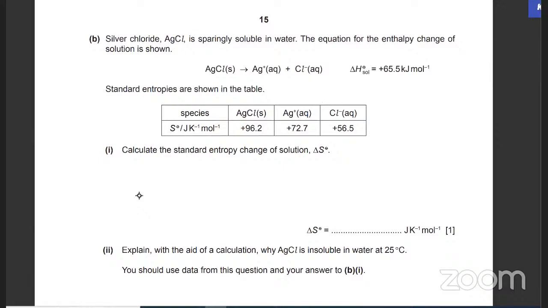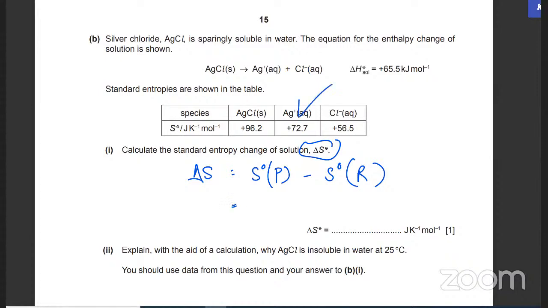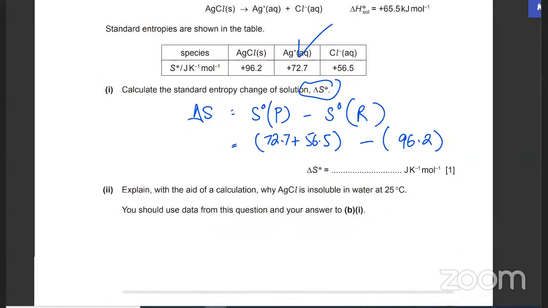Okay, so entropy change, you can find that, it's easy. How do you find entropy change? Products minus reactants. So in this case, the product is Ag plus aqueous, 72.7. The other product is 56.5, and there's one of each. And your reactant is 96.2. Let's try and find that.